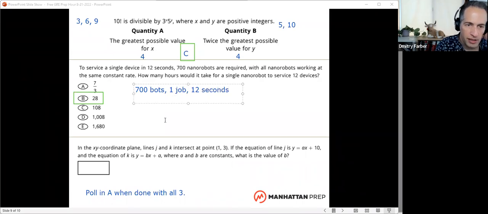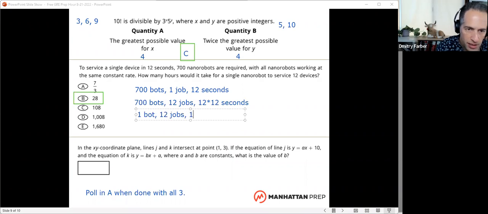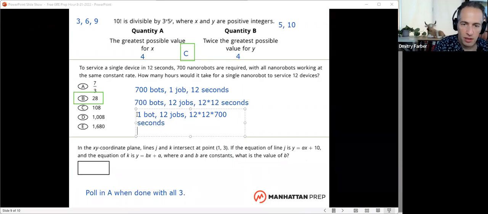So I could figure that, hey, 700 bots doing 12 jobs would take 12 times 12 seconds, right? 12 times as long. But then if I want to have one bot and 12 jobs, then I'd expect that to take 12 times 700 seconds, right? So it's 12 times the work to do, and 1/700th of the workers, both of them make it longer.